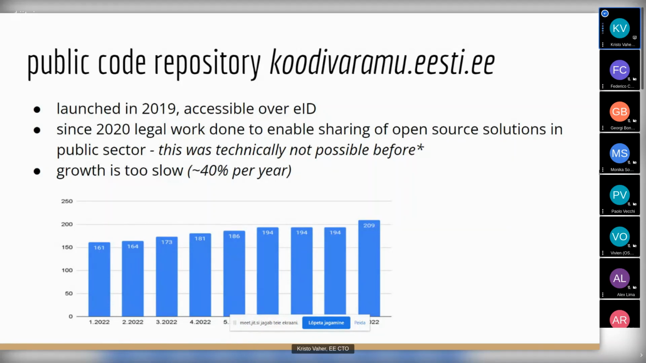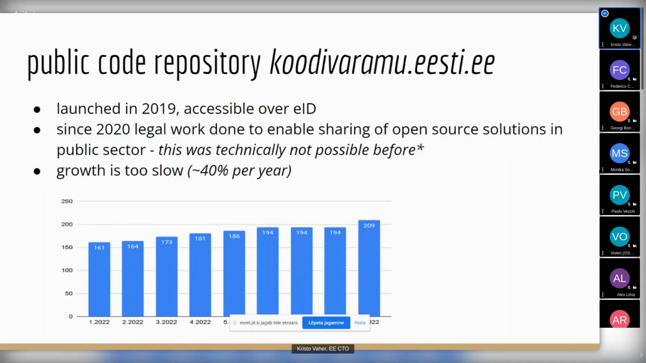But of course, our experience is that the growth is too slow. It's about 40% per year, at least in the past 2 years. This is the rate it has been growing. The numbers are low, as you can see. It's the amount of code repositories that we have there. We have thousands of information systems in Estonia, and as you can see, the number of code repositories made available in public is very, very low.